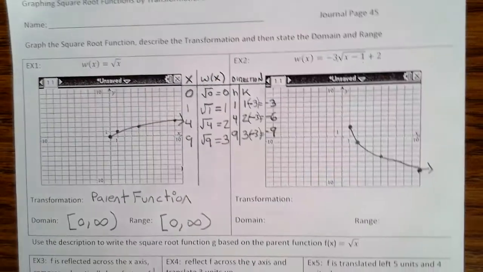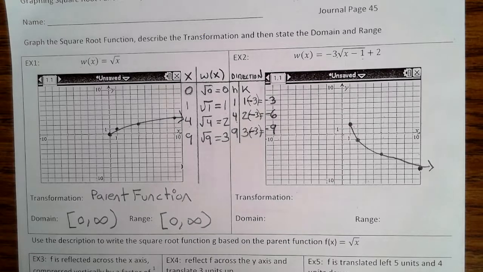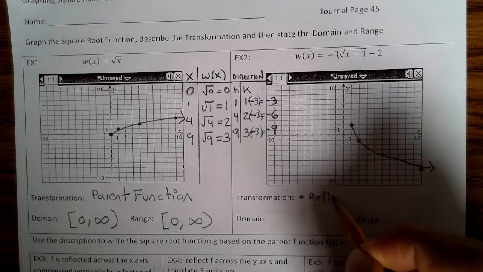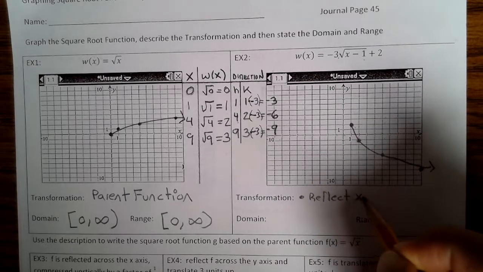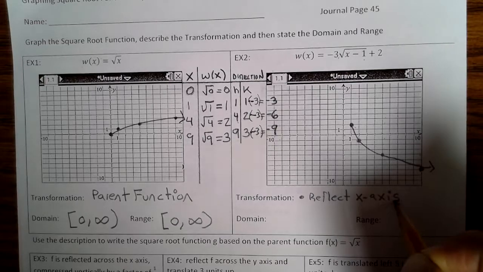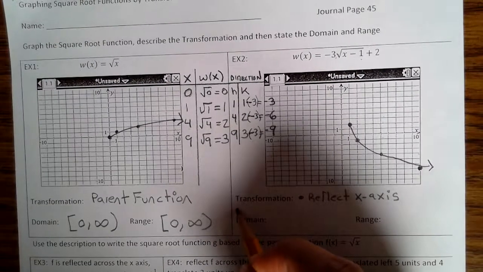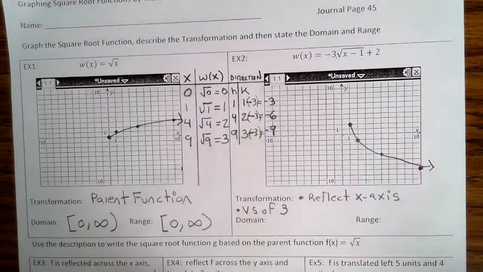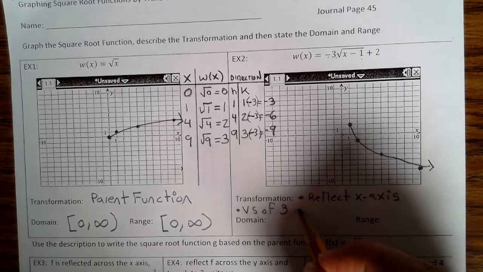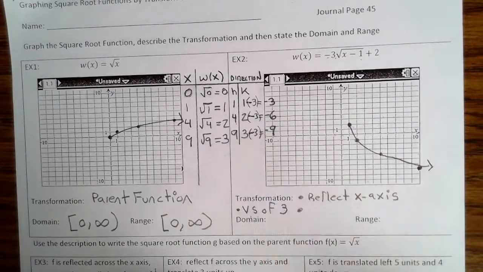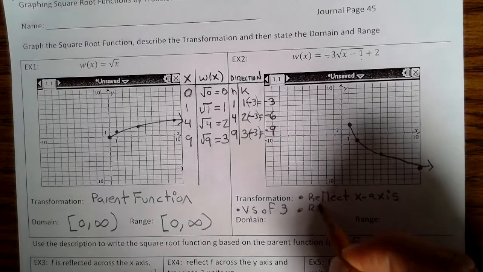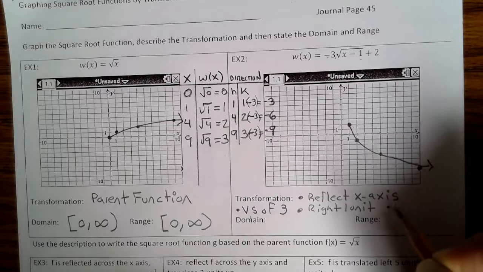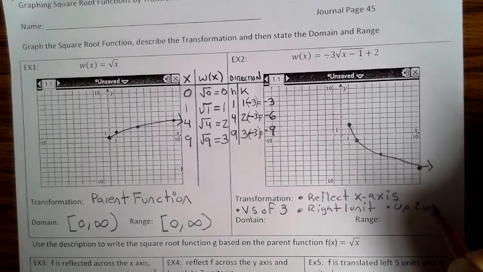Okay. Now, transformations go from left to right, so we have 4 of them. So reflect over the x-axis. Vertical stretch of 3, not negative 3, just 3. The negative is a reflection, and the 3 is a vertical stretch. And then we go to the right 1 unit and up 2 units.